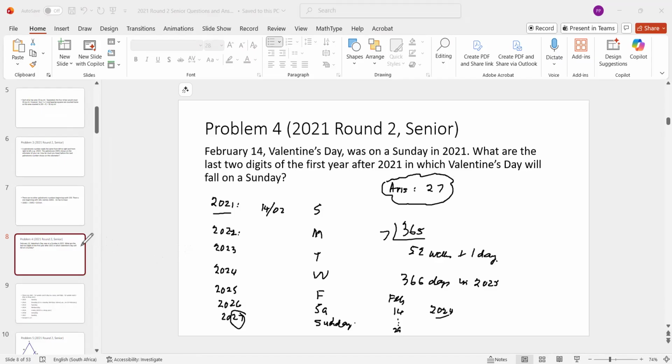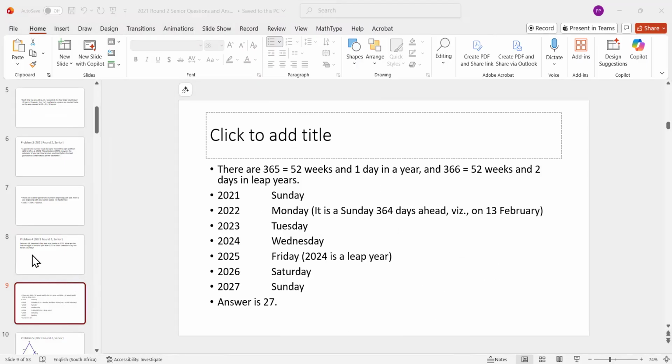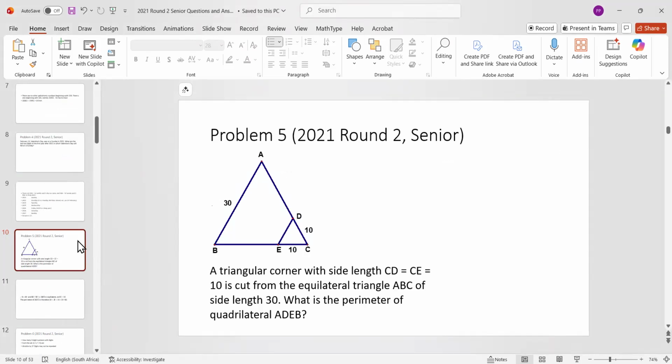Okay, so that is the answer to question 4. And you can see at the end of this, I got the same answer. I'm just displaying this so that in case you didn't understand it very carefully, you can read through the prepared solution. Let's get on to problem number 5.